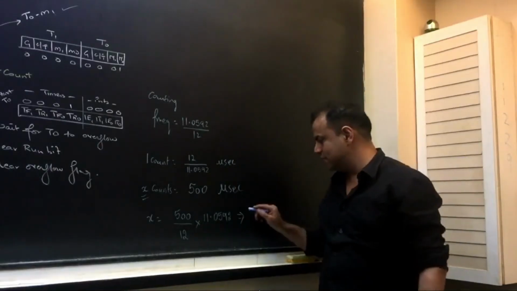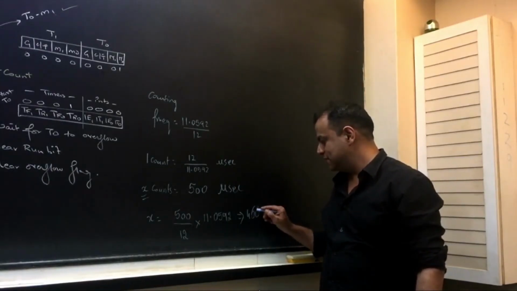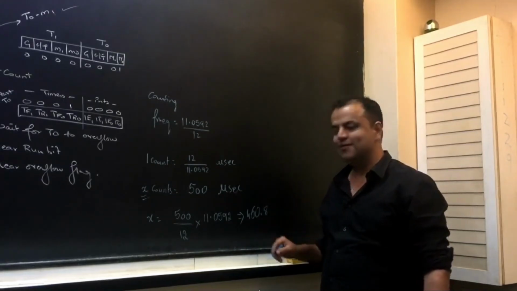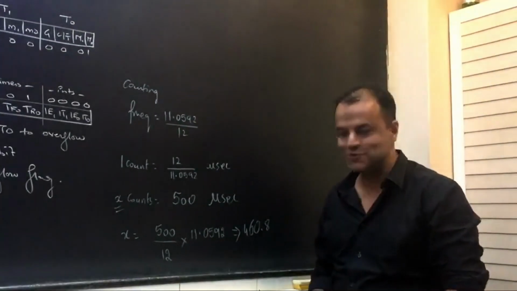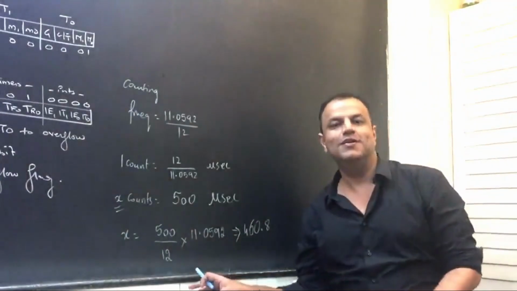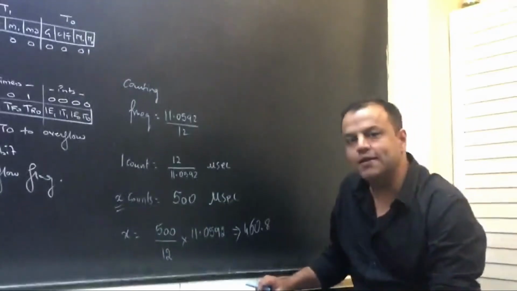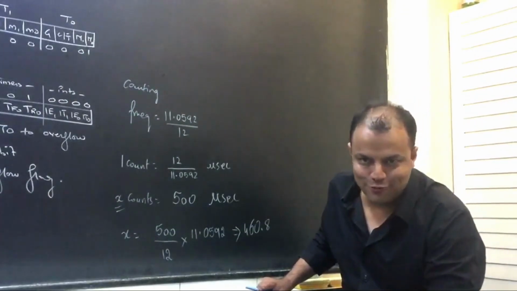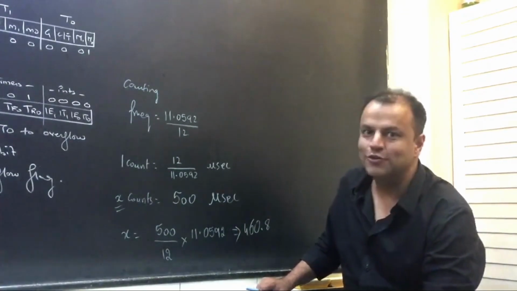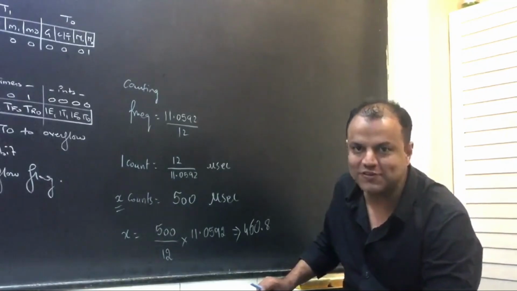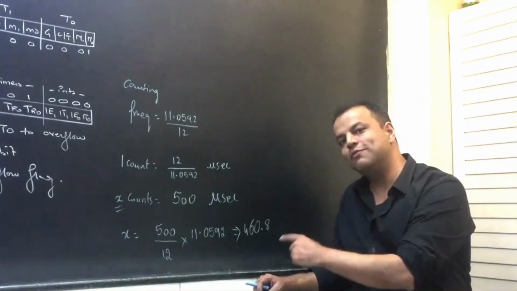So that turns out to be 460.8. Our rough estimate was 460 without even touching a calculator. Yes, you don't really need it. But anyway, it turns out to be 460.8. Now do you understand you cannot do 460.8 counts. You can do either 460 or 461. So what do you have to do? You have to round it.